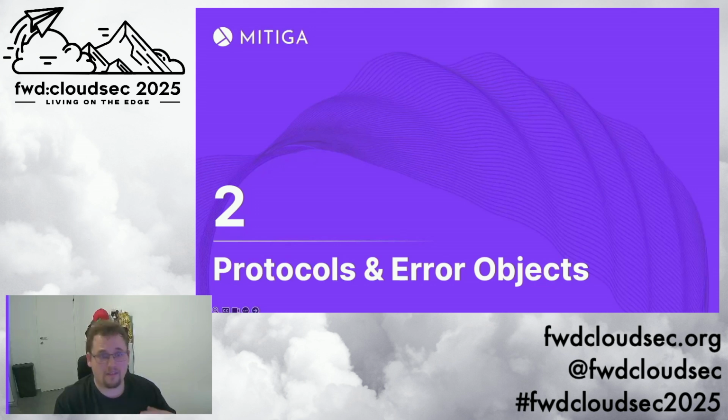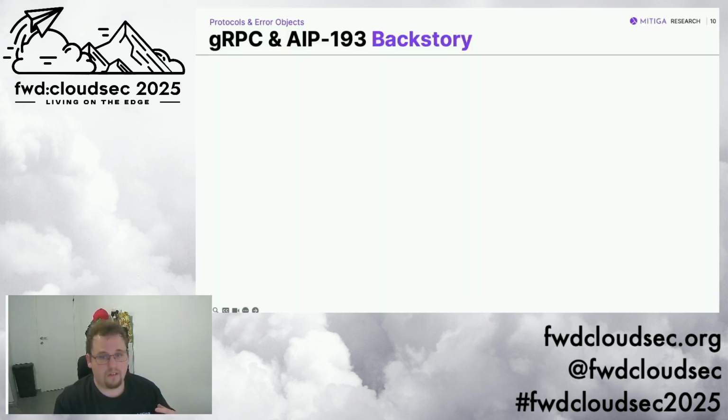So now let's learn about these protocols and the error objects. To start, we'll need to talk about something called gRPC and AIP 193. Before 2015, Google needed a specific protocol that would be efficient, reliable, and fast for their backend and microservices. So they came up with something called Stubby, which is based on protobuf and HTTP2. A protobuf serializes data into binary format, making things super small and fast. And HTTP2 allows multiple channels on one connection, making this reliable and fast.